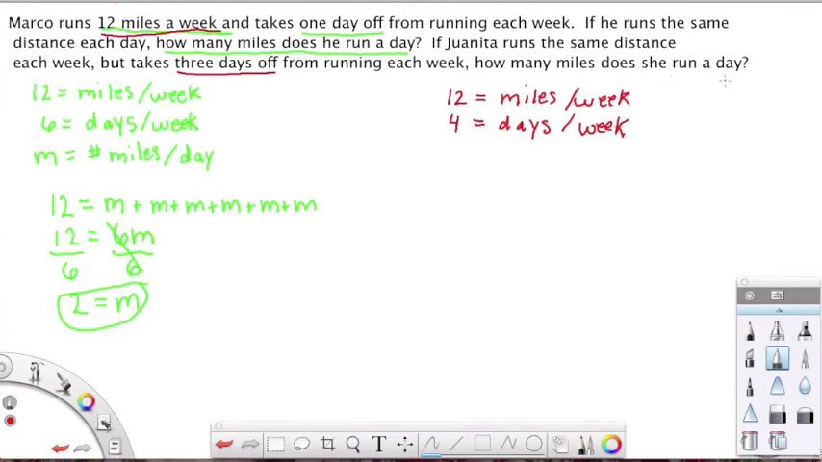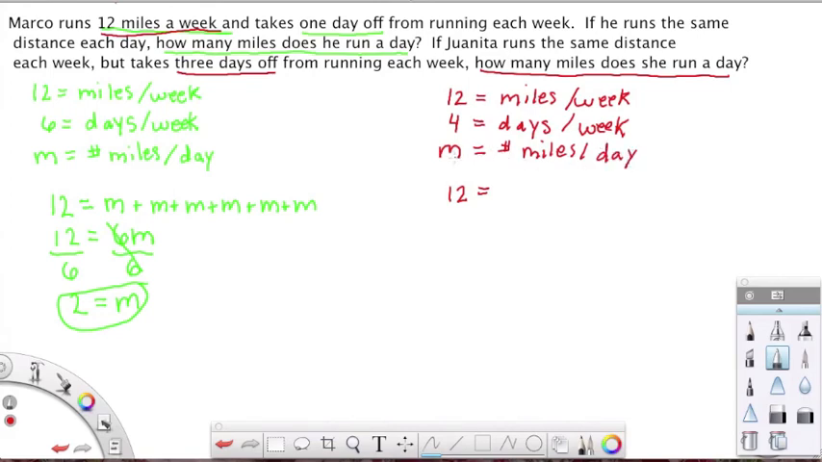Okay, how many miles does she run each day? Well, that's what we have to figure out. That's the one thing we don't know. So once again, we're going to use m for the miles she runs each day. We know that she's running the same distance each day, just like Marco. So what is our equation? How do we start out? Well, we know that in total, Juanita runs 12 miles. And m represents the number of miles that she runs each day.